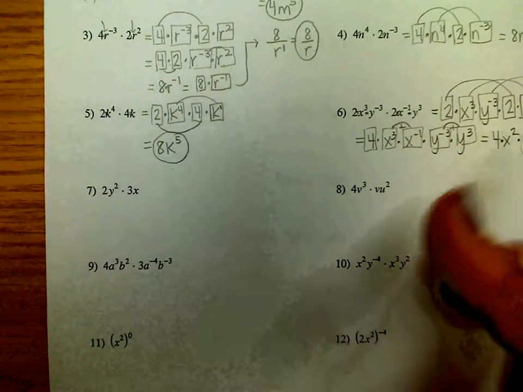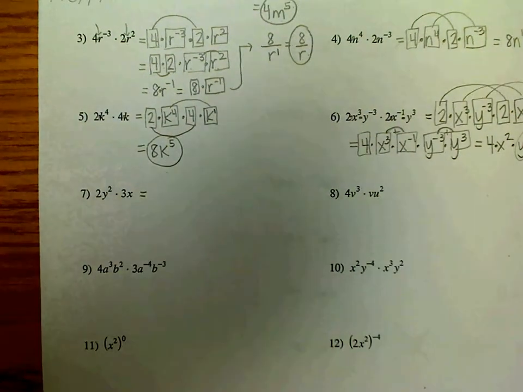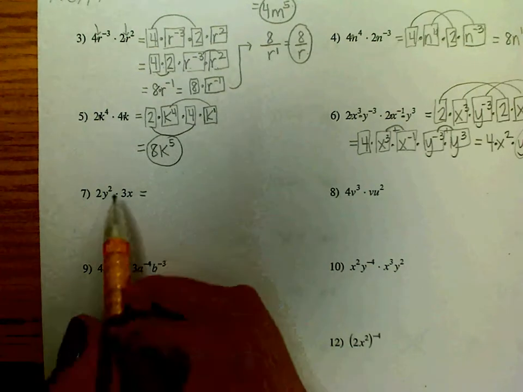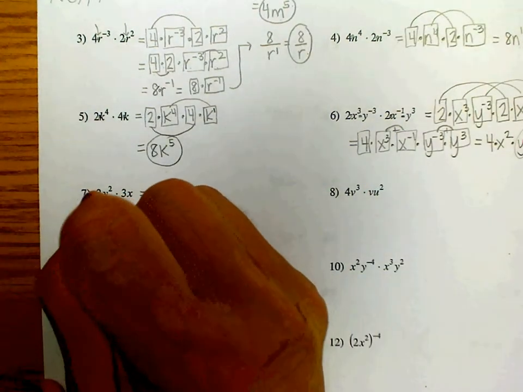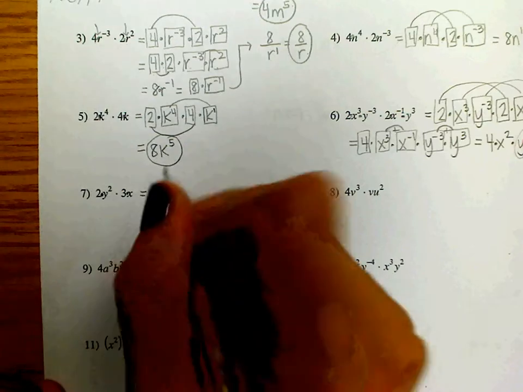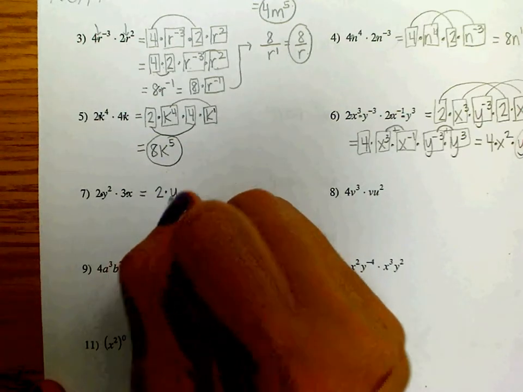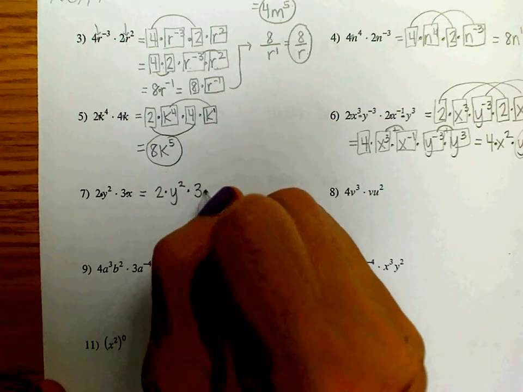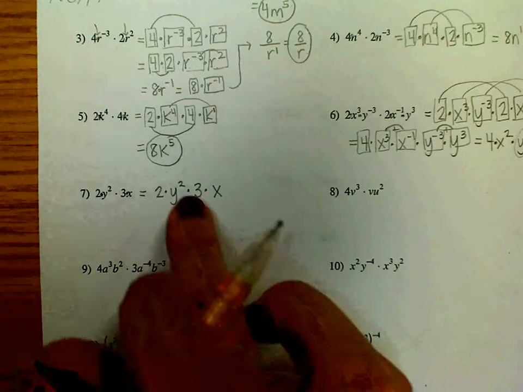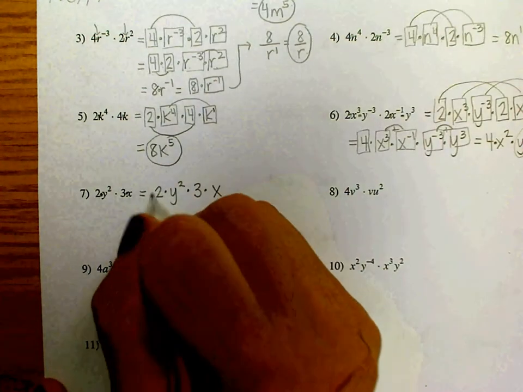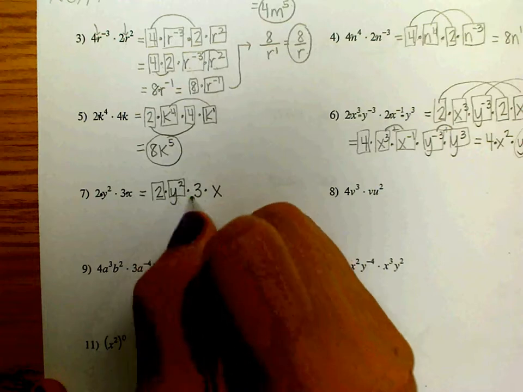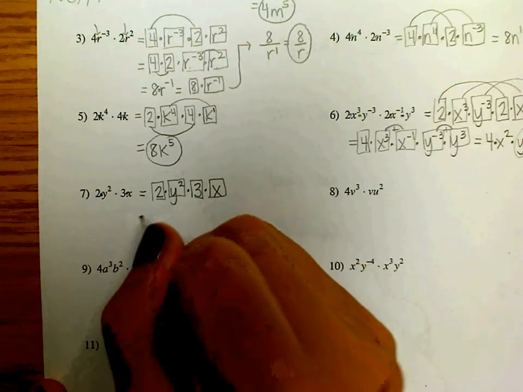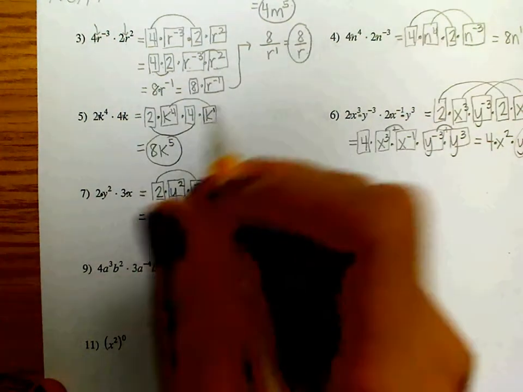Oh, this looks a little easier, eh? So there's a multiplication symbol here and here. So it becomes 2 times y squared times 3 times x. Okay, and then we draw our windows. And then 2 gets multiplied with 3, which is 2 times 3 is 6.